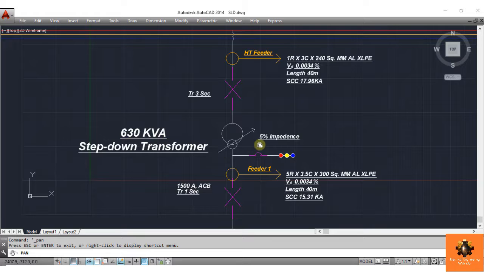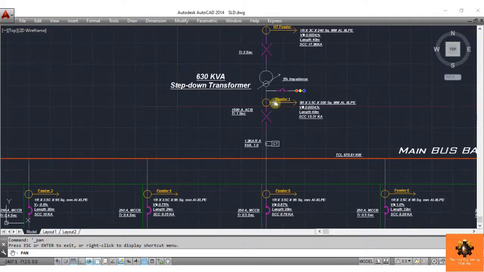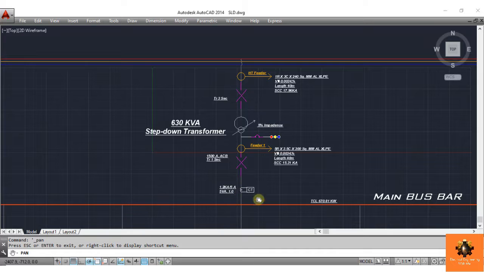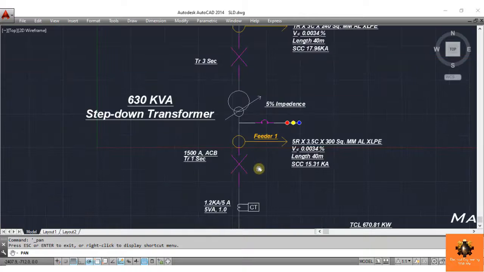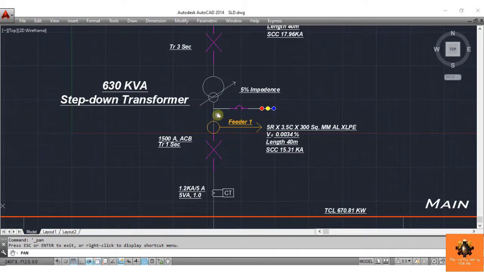Okay, then the impedance value of the transformer is 5%. Is it clear? So next we have the cable, which is connecting this bus bar to this transformer, and this cable is LT cable. LT means low tension cable, where operating voltage is about 415 volts. If I am talking with respect to India, then the voltage level is 415 volts of this low voltage system.